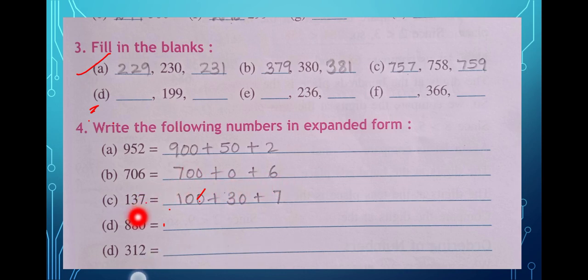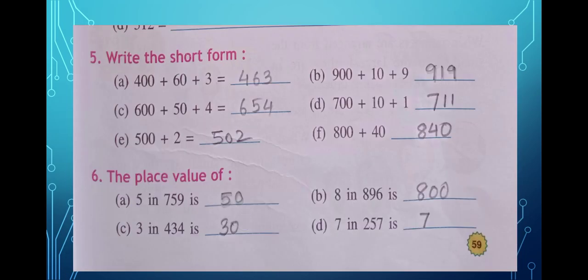Then in the same way, 167, so 1 is in hundreds place, so 100, 3 is in tens place, so 30, and 7 is in ones place, so it is 7. Okay, so number D and E also, you try to do it in the book itself. But A, B and C you will do in the book as well as in the copy. Alright, now this is the last one, number 5 and number 6. So all these questions I have done.